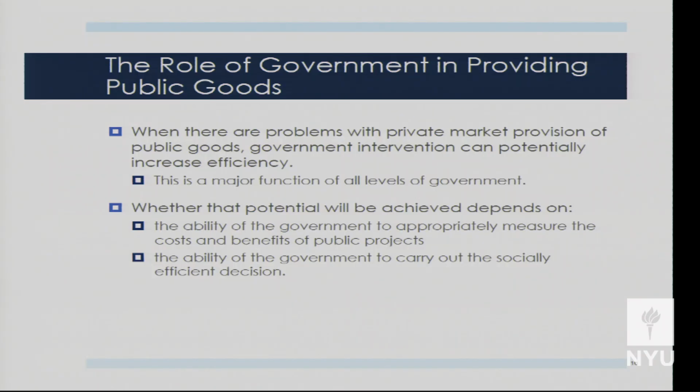So, the role of government in providing public goods. When there are problems with private markets, when the private market is underproviding public goods, the government has a justification to step in. In fact, a lot of what government does at the local level, at the state level, and at the federal level is the provision of public goods. It's stuff like cops and firefighters. It's stuff like well-maintained roads.